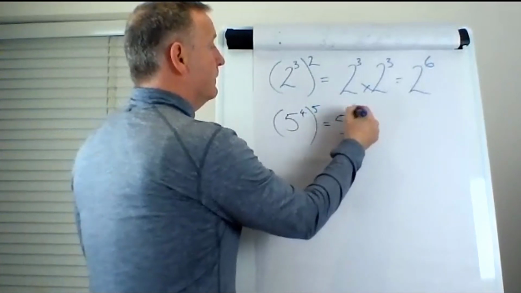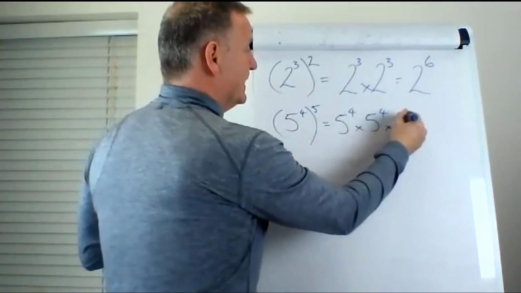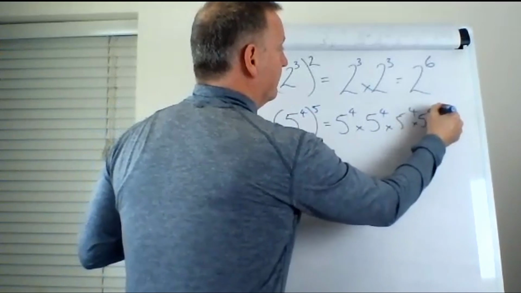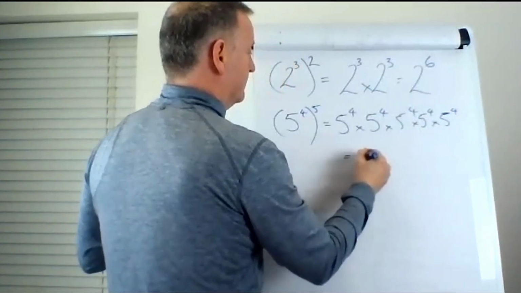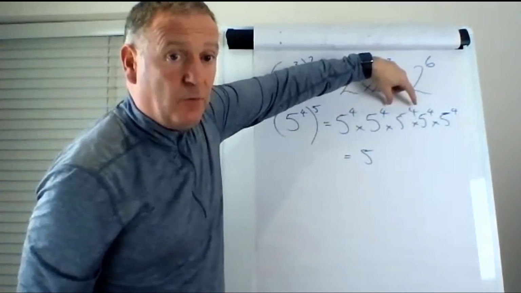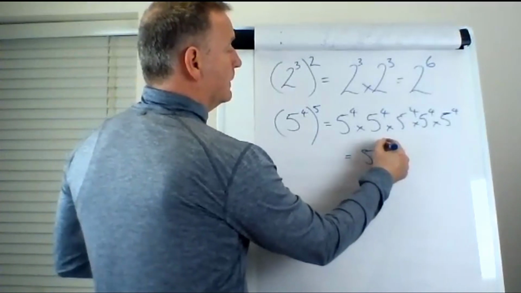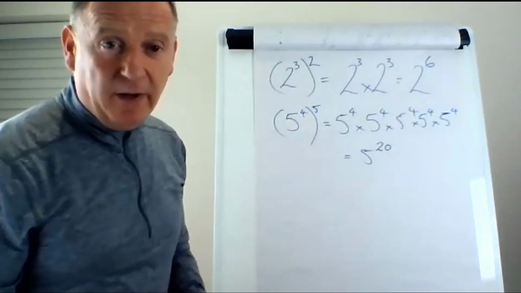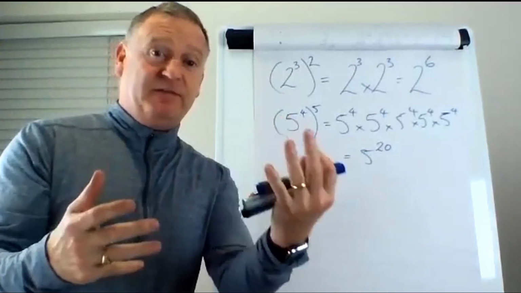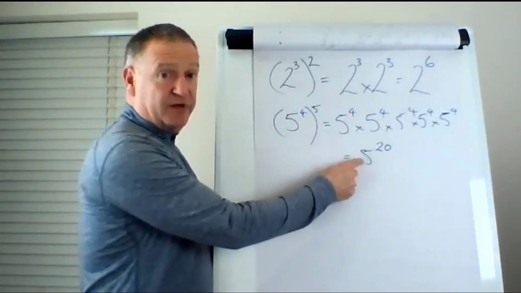5 power 4 times 5 power 4 times 5 power 4 times 5 power 4 times 5 power 4. And now if you add them all together, 4, add 4, add 4, power of 20. Yes, huge number. 5, 5, 5, 5, 5, massive number. But look how it's written. Very neat and tidy, but it's a massive number.